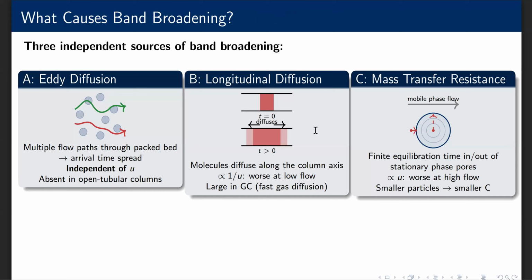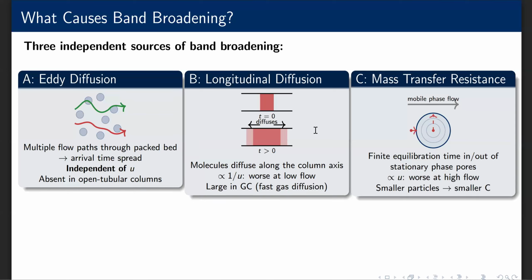So what causes band broadening? Plate theory tells us how many plates we have, but not why plates broaden and why peaks broaden. Rate theory, developed by Van Deemter and co-workers in 1956, identifies 3 independent mechanisms. Look at the 3 diagrams.